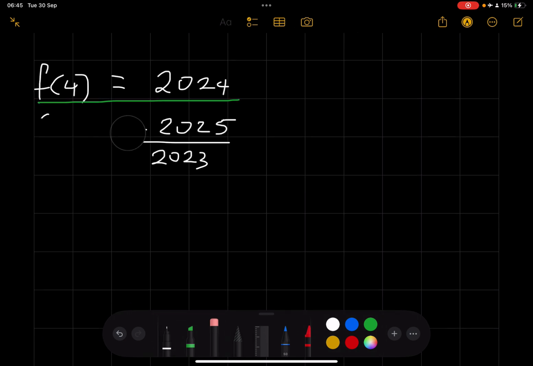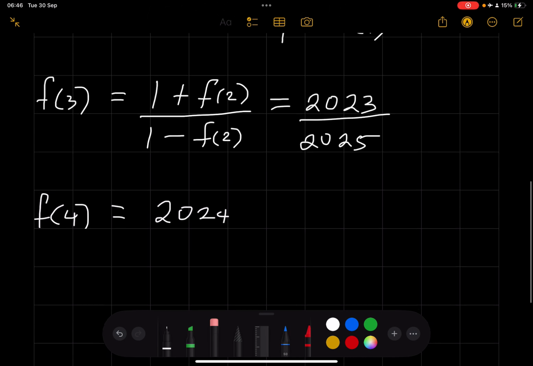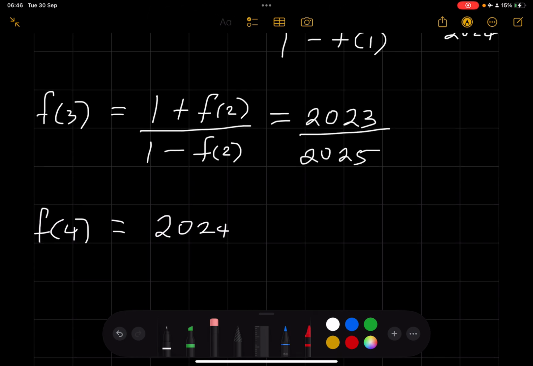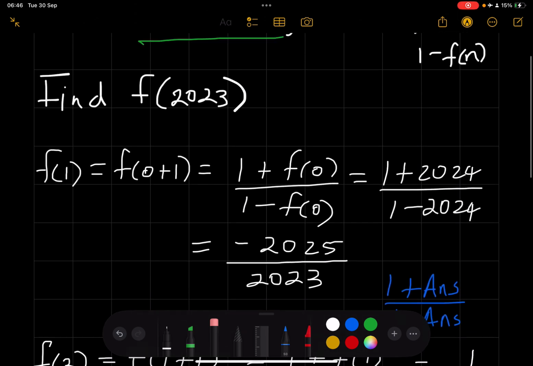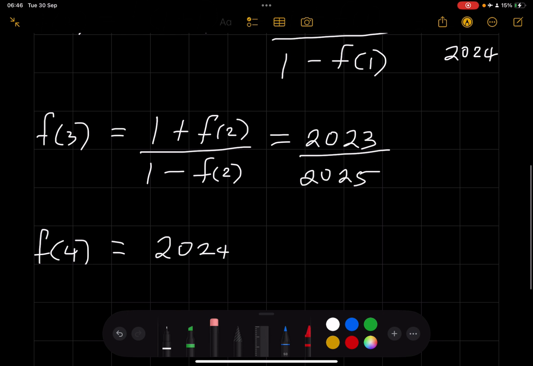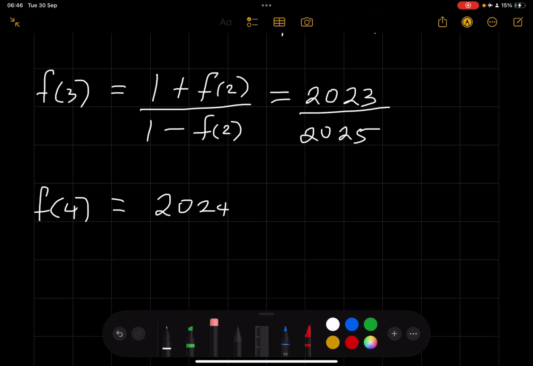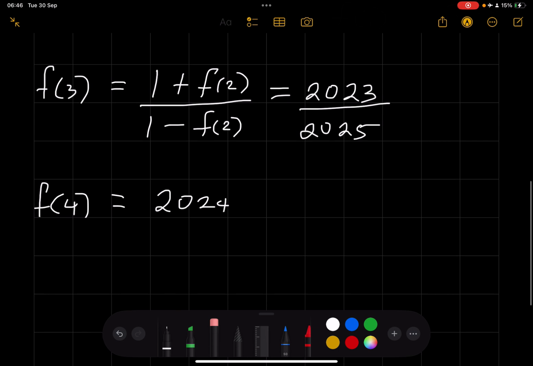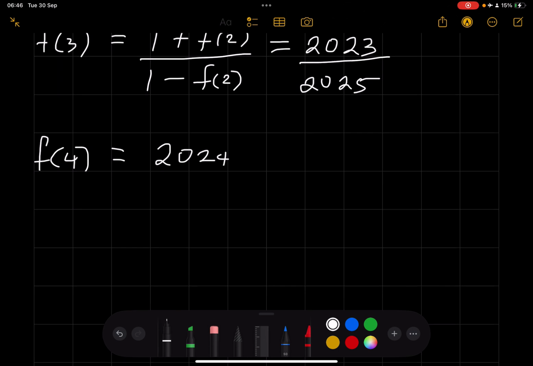So my point, ladies and gents, is that this pattern is going to repeat in periods of 4, because we went 0, 1, 2, 3, and then at 4 we repeat. So we are repeating in cycles of 4, or it's periodic every fourth multiple. After every fourth multiple, we're starting afresh. Now that will help us, right? We're looking for f(2023).